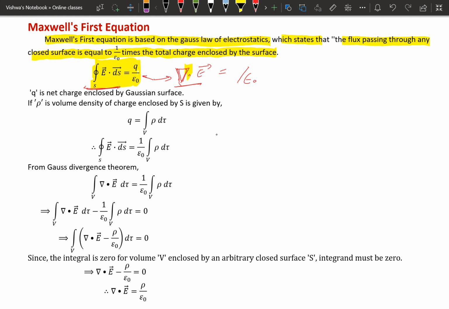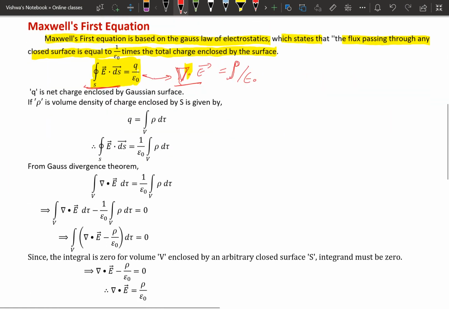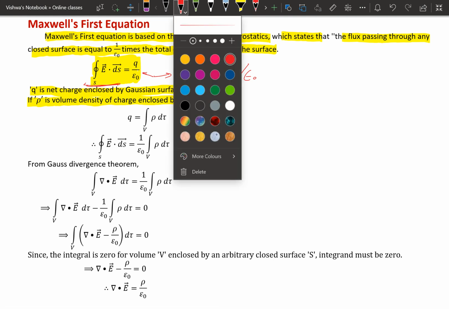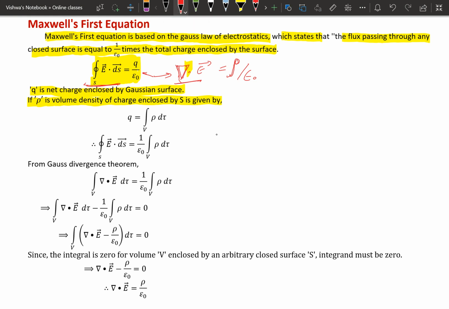Actually this is not q, it is rho by epsilon naught, where rho is the charge density. In Gauss relations, this q indicates the charge enclosed by the Gaussian surface. Suppose rho indicates the volume density of charge enclosed by the surface S. Here is the relation between density and charge. Density rho is equal to charge per unit volume.